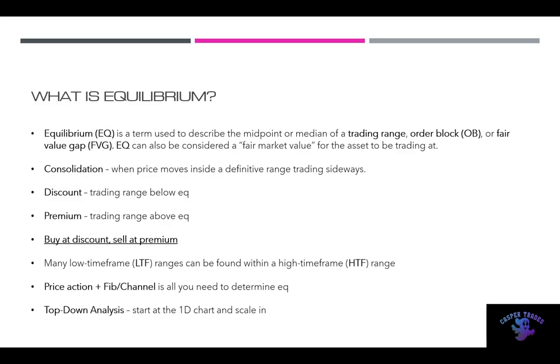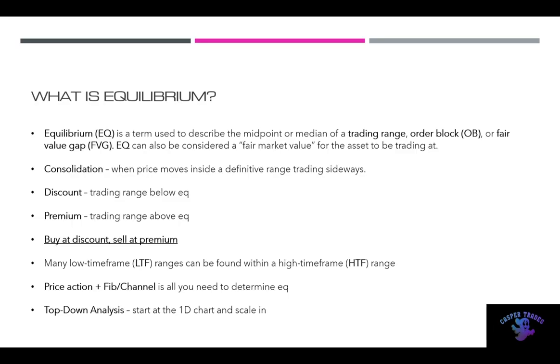Keep in mind that many low time frame ranges can be found within one high time frame range, and there is no definitive range, but the higher time frames do hold more relevance. Price action with your Fibonacci tool and parallel channel is all that you need to determine equilibrium. You don't need RSI, you don't need tons of indicators. All that is just going to cause paralysis by analysis. Just go ahead and throw that out the window.